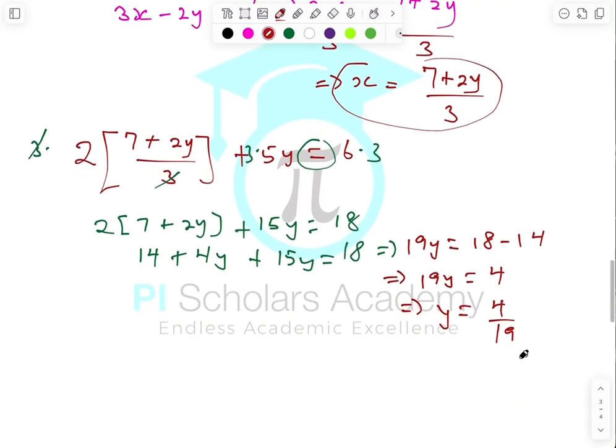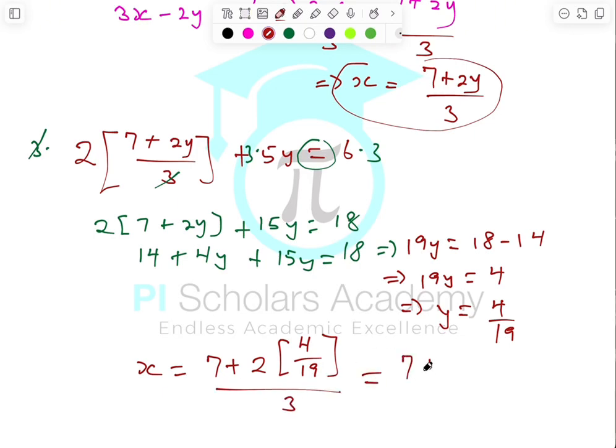So with this now, we've been able to solve for y. Therefore, x will now be 7 plus 2. Now you've solved for y already, so that's 4 over 19, everything divided by 3, and that will be 7 plus 8 divided by 19, everything divided by 3.